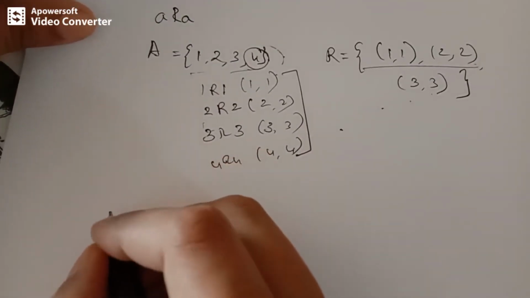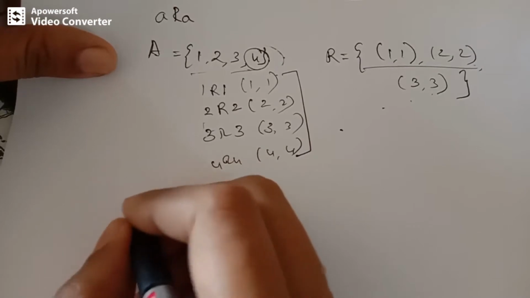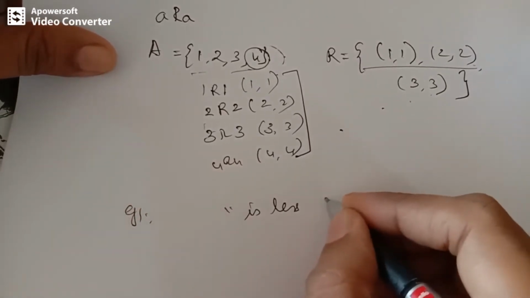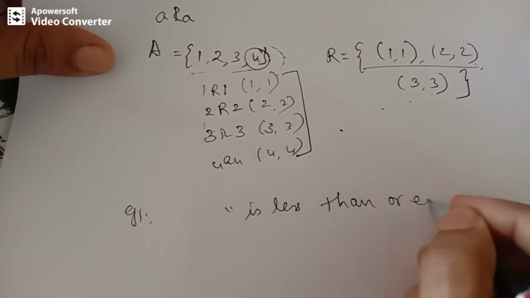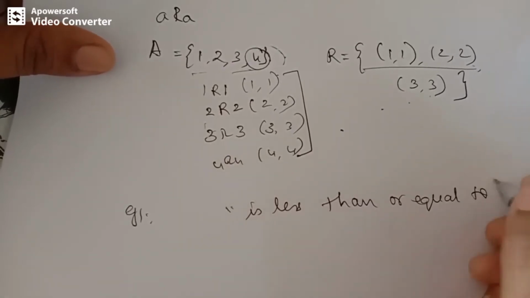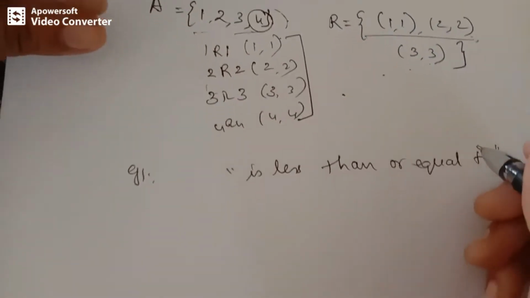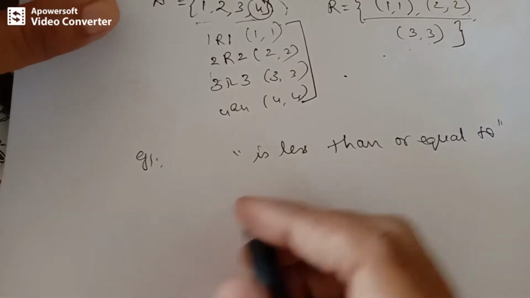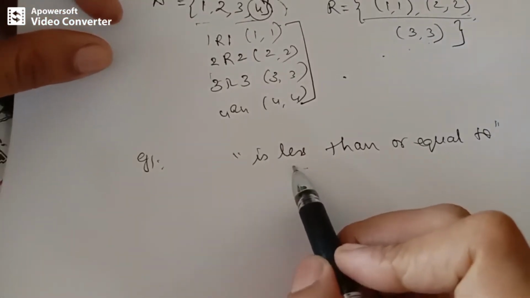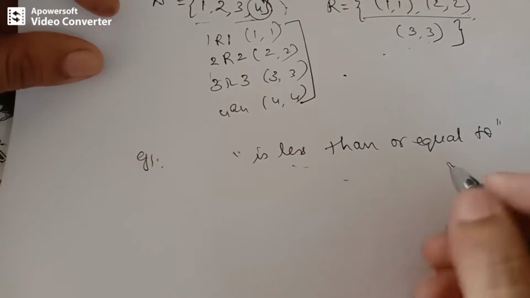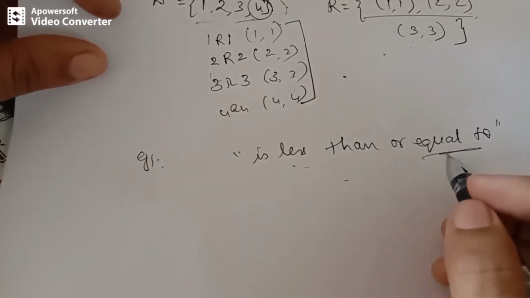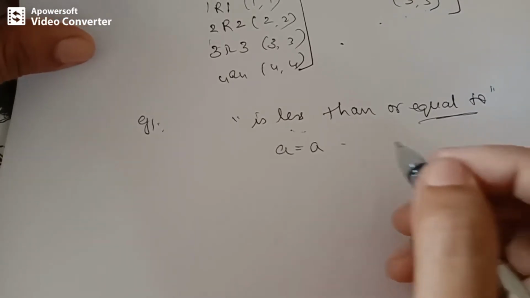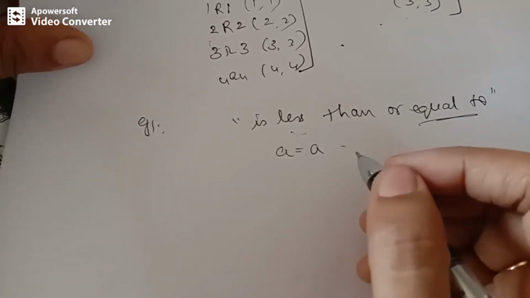So next let me consider an example. Let's say I have got a relation that is less than or equal to. It is a reflexive relation on the set of real numbers, right? Because we find either the element is less than another element or it is equal to the same element. So we will be getting this form for every real number a, correct?